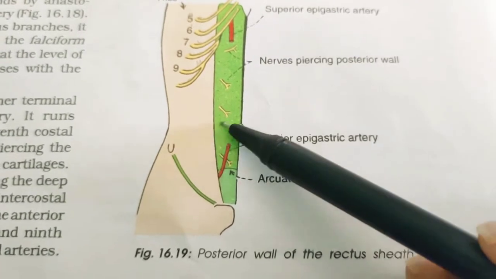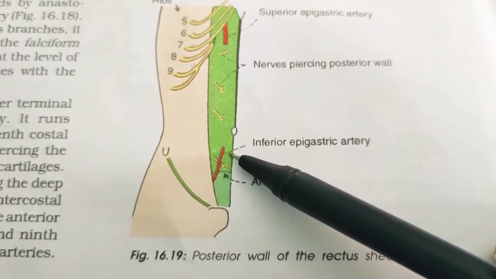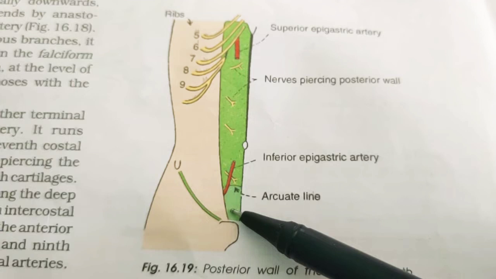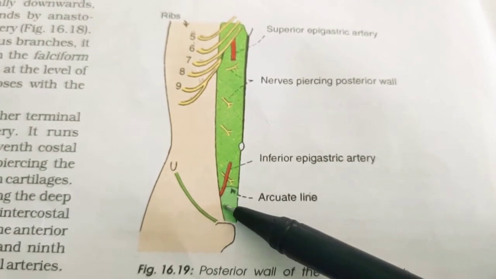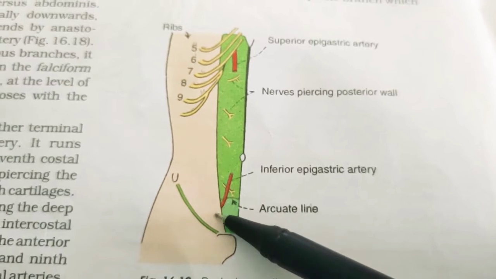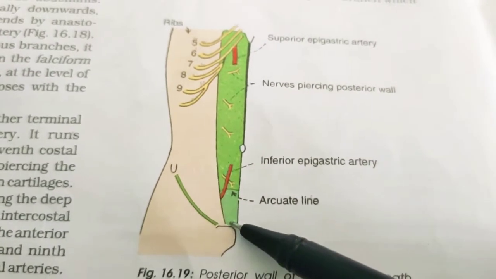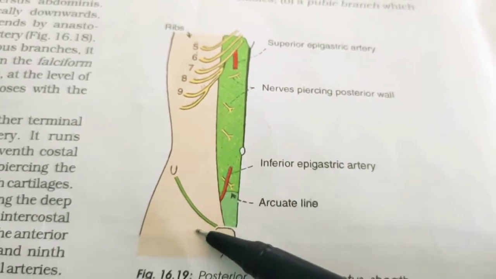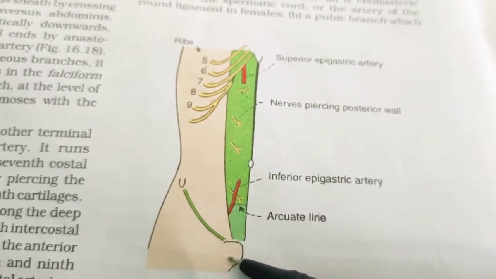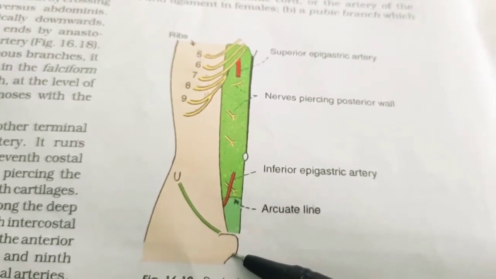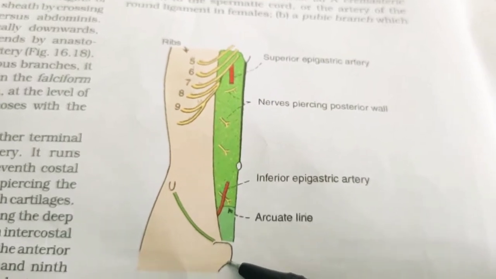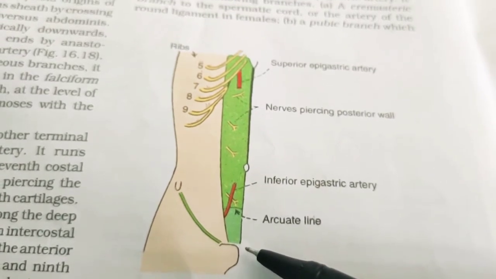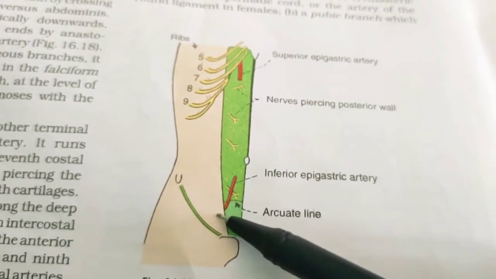Within the sheath it supplies the rectus muscle and ends by anastomosing with the superior epigastric artery. It gives off branches like the cremasteric branch to the spermatic cord, and the artery of the round ligament in females. It also gives a pubic branch which anastomoses with the pubic branch of the obturator artery. It also gives a muscular branch to rectus abdominis muscle and a cutaneous branch to the overlying skin. The pubic branch may replace the obturator artery, then it is called an abnormal obturator artery.